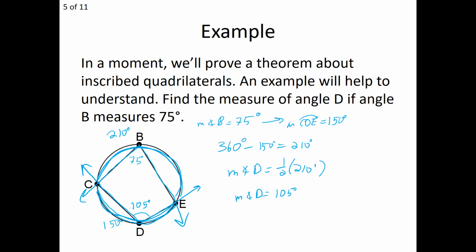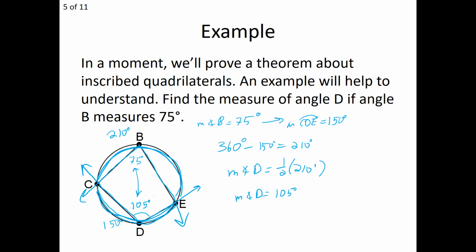But what I want you to see is what the relationship is about the two angle measures now that reside opposite in this inscribed quadrilateral. Take a look at 75, 105. What do you notice about them? Well, their sum adds up to 180, which means we have a name for that. When two angles add to 180, they are supplementary.